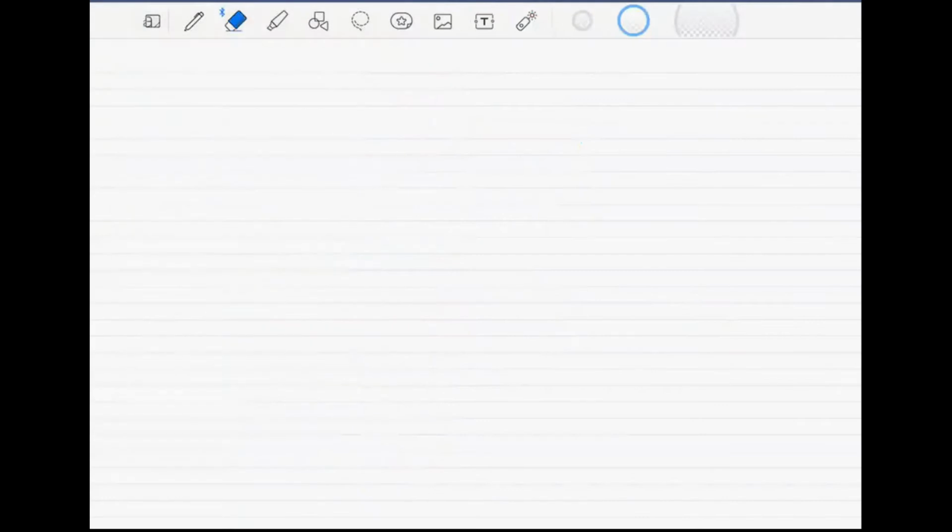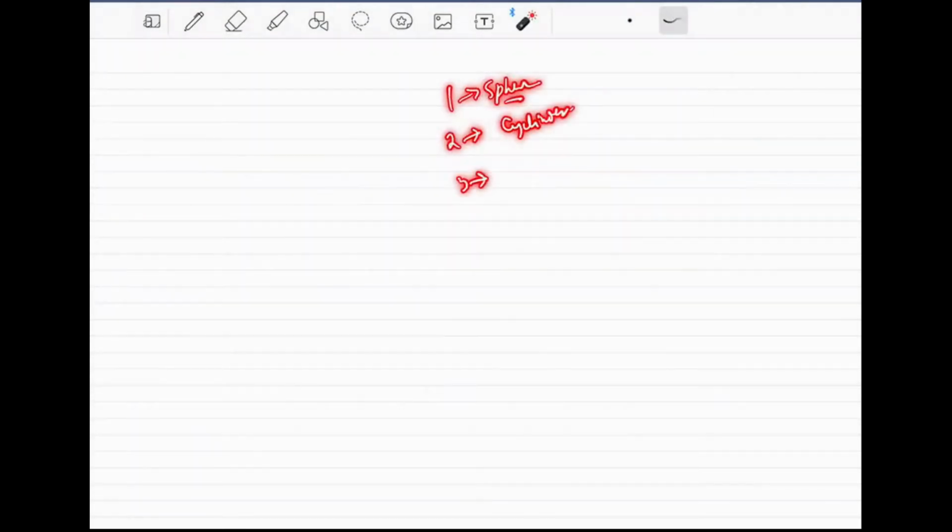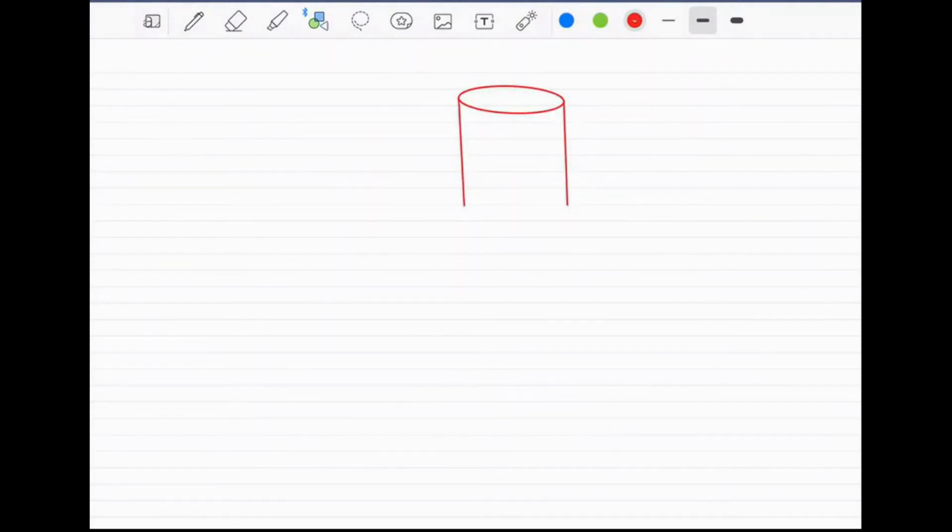Okay, next part. For the next shape, we have to learn three shapes actually. First one is the sphere. Second, we have to learn the cylinder. Third, we have to learn the cone. So sphere is done. Let's come to the cylindrical portion. I don't think I need to explain what a cylinder is. So you all know what a cylinder looks like. Let me just draw a basic shape. So this is a cylinder, right?